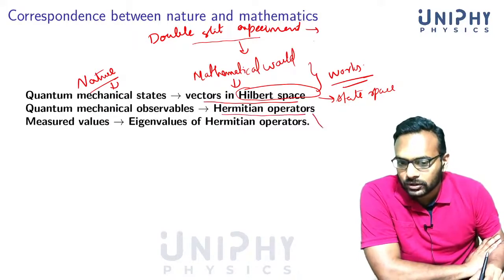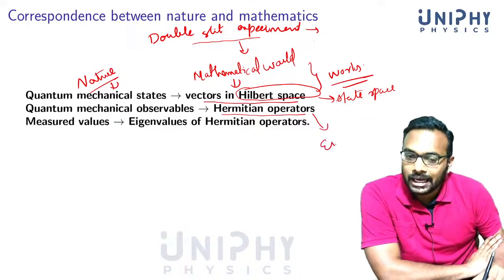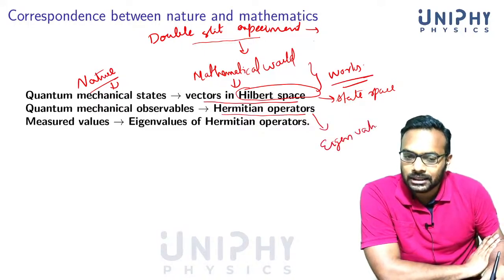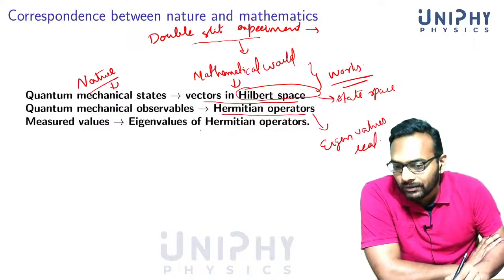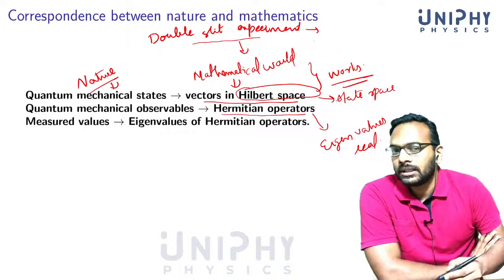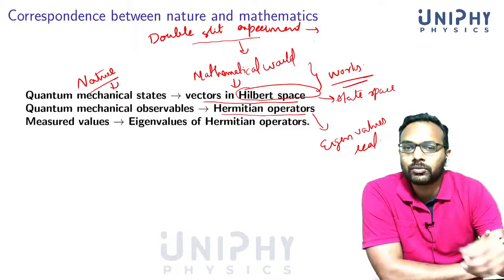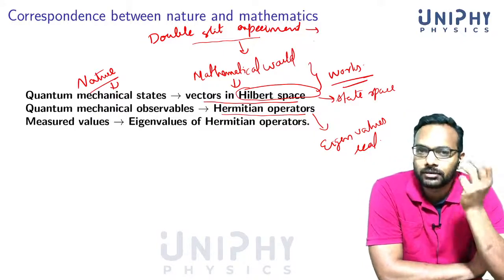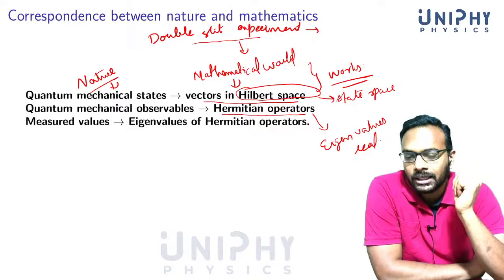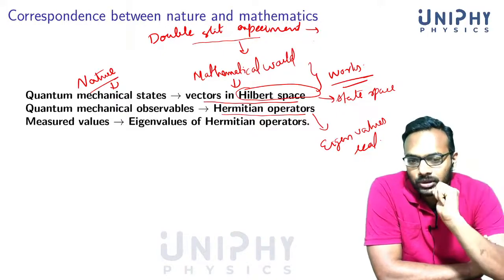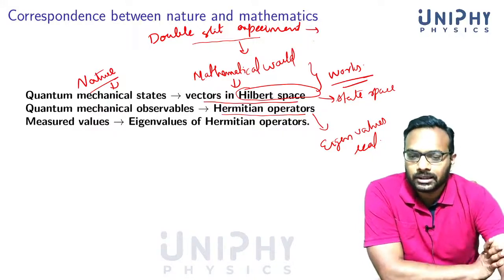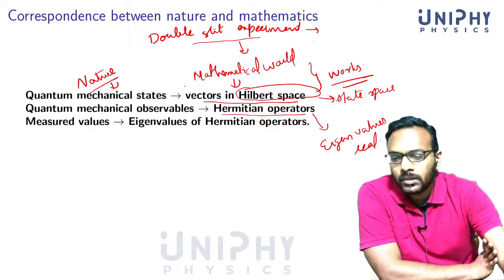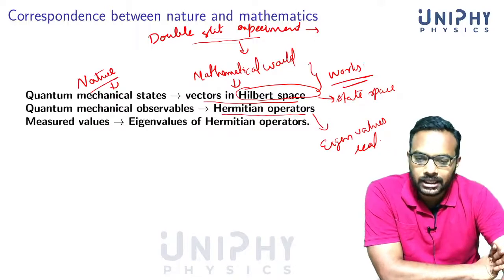We said that Hermitian operators are those operators whose eigenvalues are real, and the eigenvalues are the measured values. So if you want to predict the measured value, for example of energy, you just have to take the corresponding operator and calculate the eigenvalue of that operator. That would be the measured value. Measured values generally are eigenvalues.